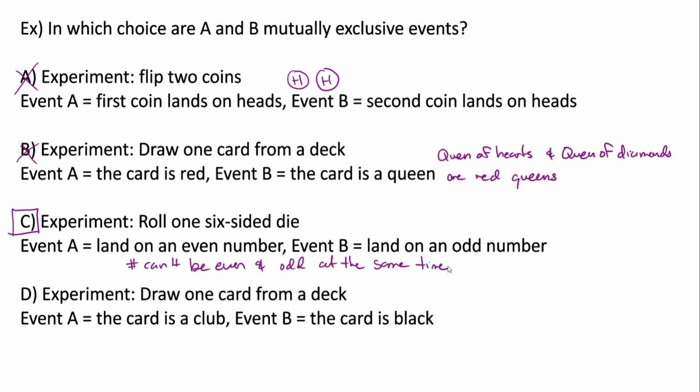And we'll look at the last choice just to see why this isn't an example of mutually exclusive events. Draw 1 card from the deck. A, the card is a club. B, the card is black. We have a whole bunch of cards that are both clubs and blacks. Actually, every club is black. So these would not be mutually exclusive events because they can happen together.